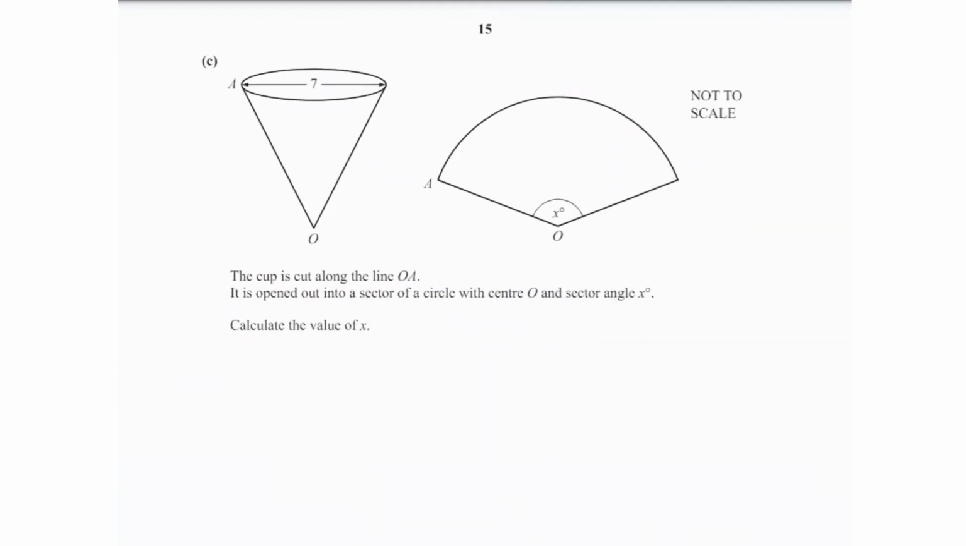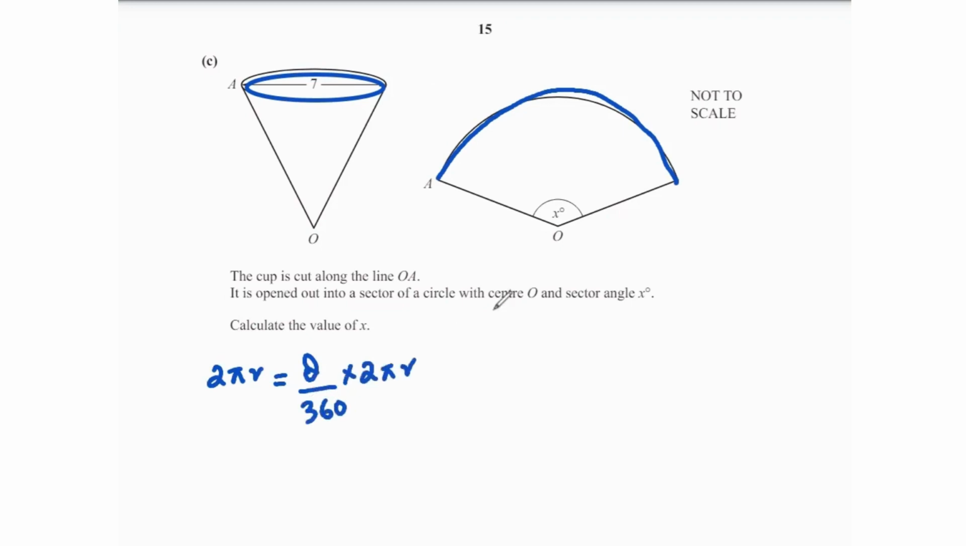Part C says the cup is cut along the line OA. It is opened out into a sector of circle with center O and sector angle X. Calculate the value of X. So what you need to remember over here is that the circumference of this circle is going to be equal to the arc length. These two are equal. So 2 pi r is equal to theta over 360 times 2 pi r. This is the first fact that we need to establish.